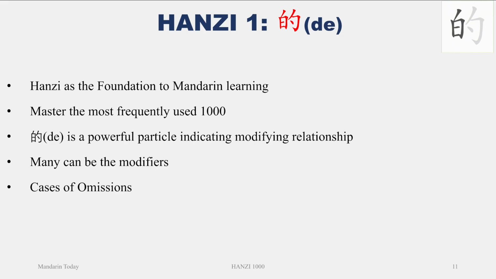So in daily conversation, the 的, when used in commonly appearing phrases, is often omitted. But if you want to appear formal, you want to emphasize, you want to make a comparison, the 的 is often kept or retained. So that's basically what we have learned today.